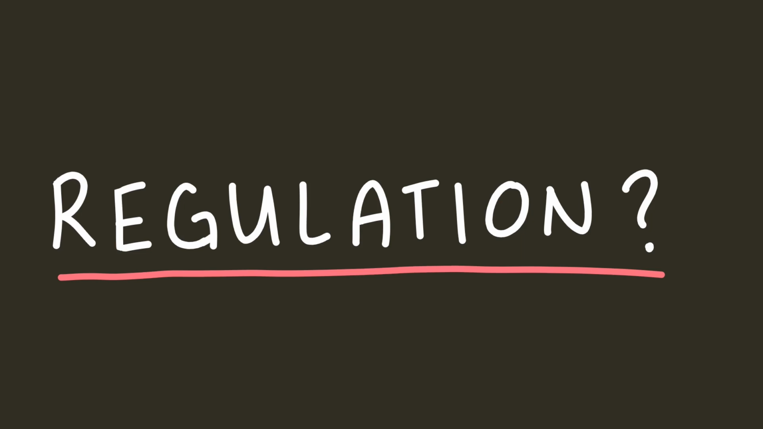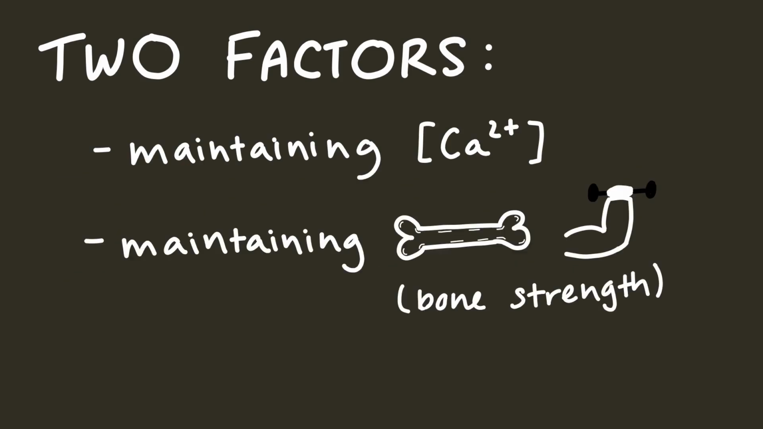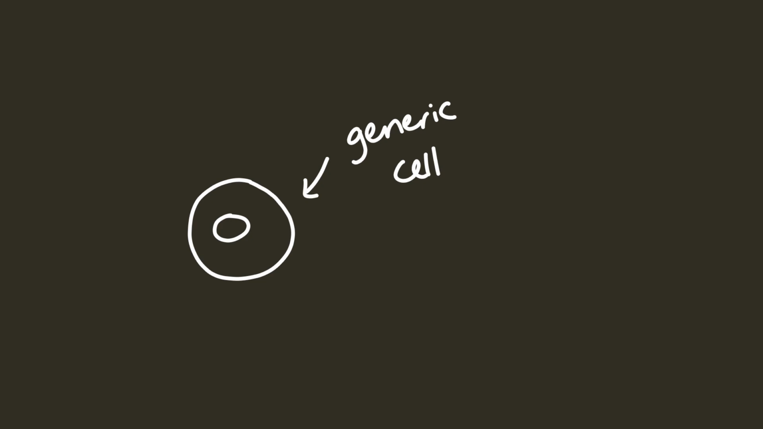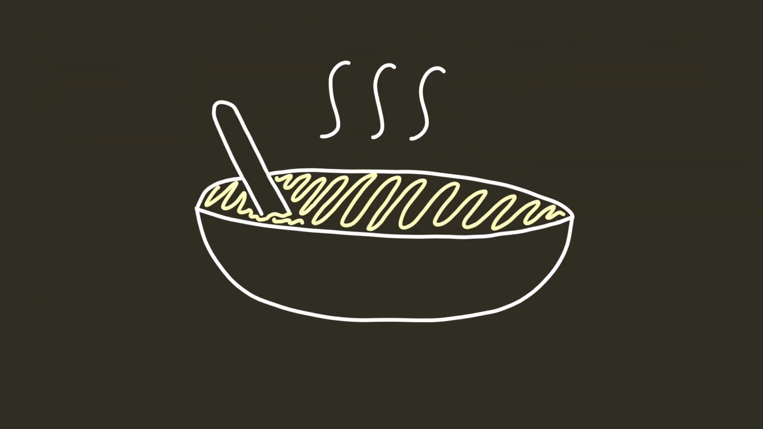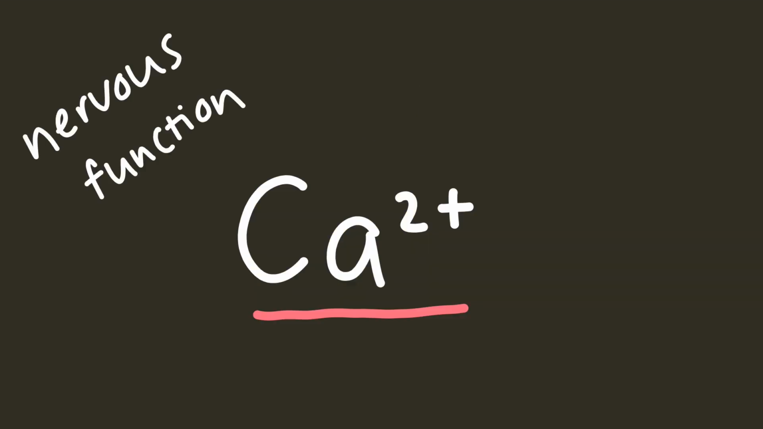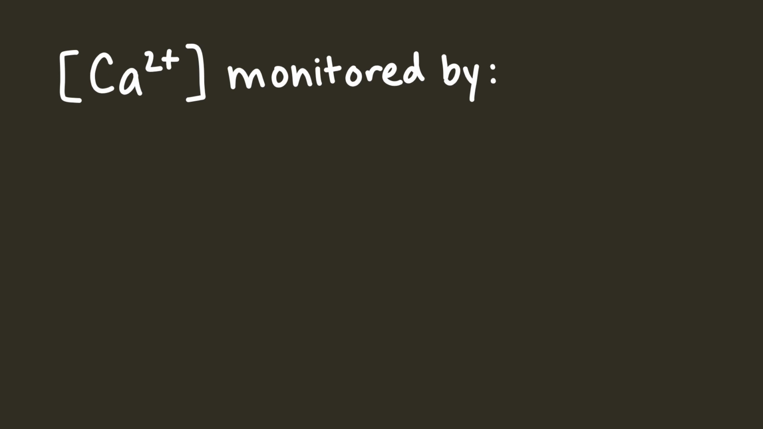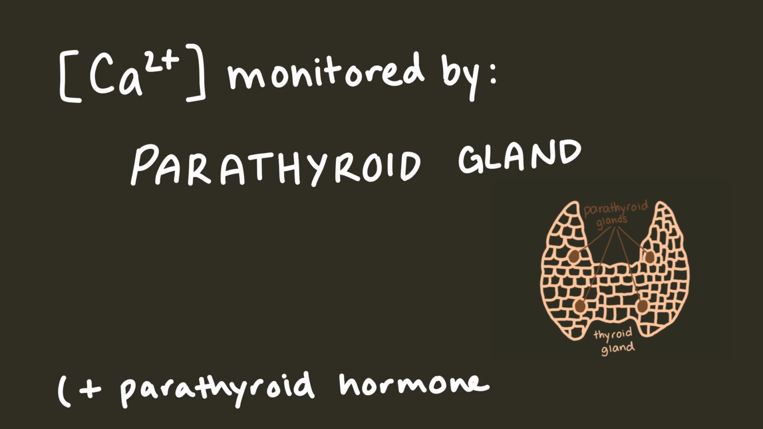Bone remodeling is governed by two factors: maintaining appropriate calcium ion concentrations and maintaining bone strength. Our cells are surrounded by extracellular fluid, which is kind of like a soup of nutrients and ions. One of the ions present is calcium, which plays a very important role in nervous function and muscle contraction.